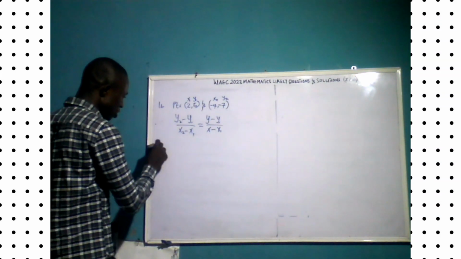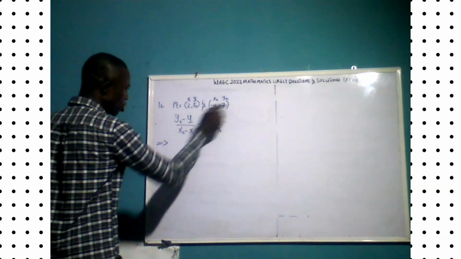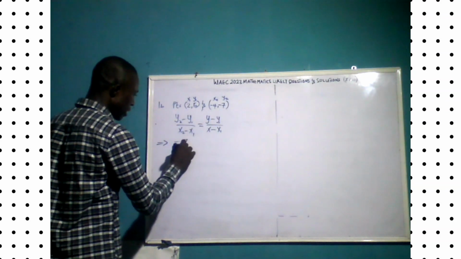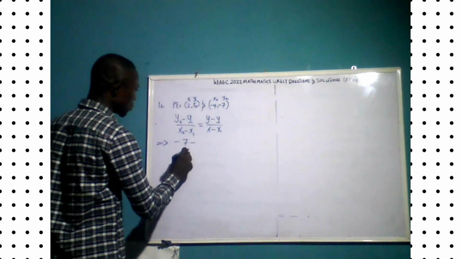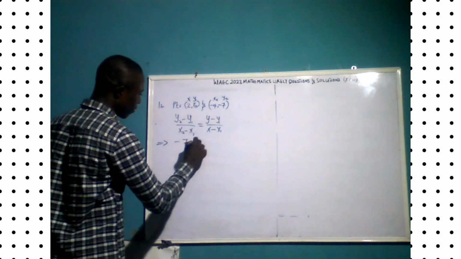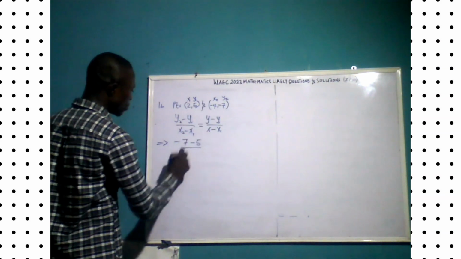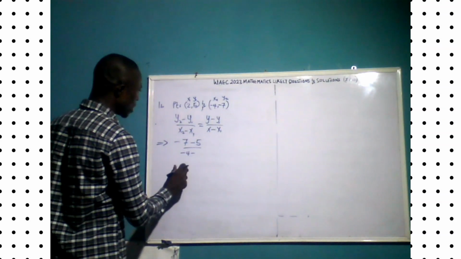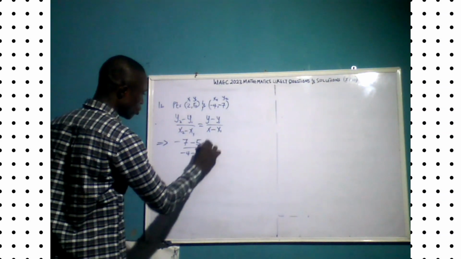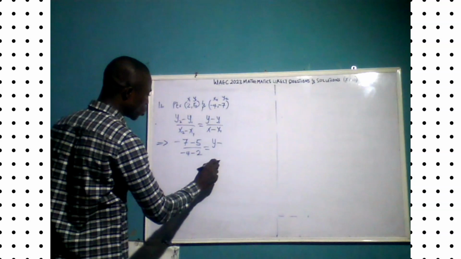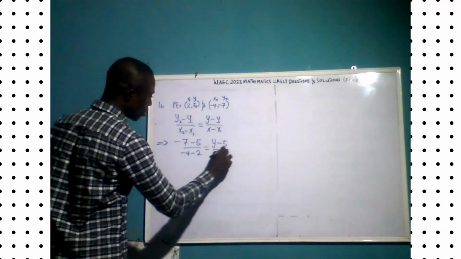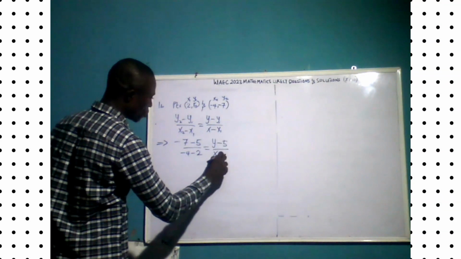Okay, so it implies that y2, which is minus 7, minus y1, given as 5, all over x2, which is minus 4, minus x1, which is given as 2, equals y minus y1. What is y1? y1 is 5, all over x minus x1, which is 2.